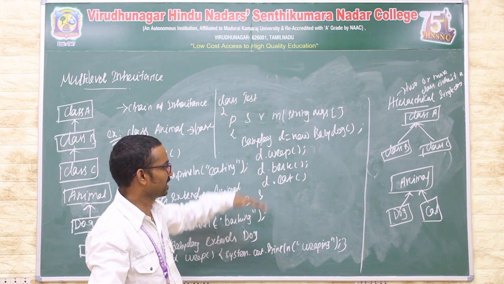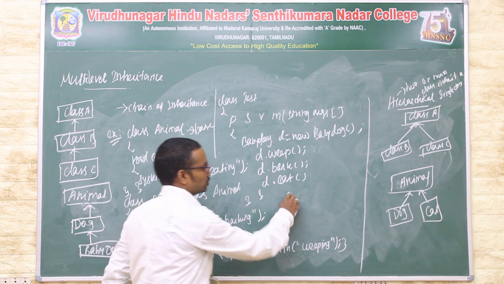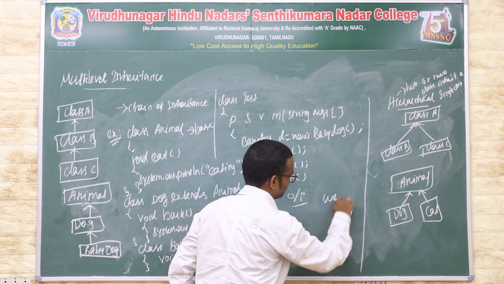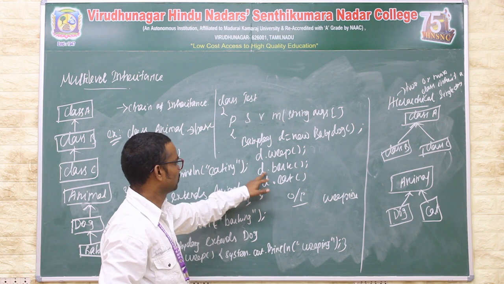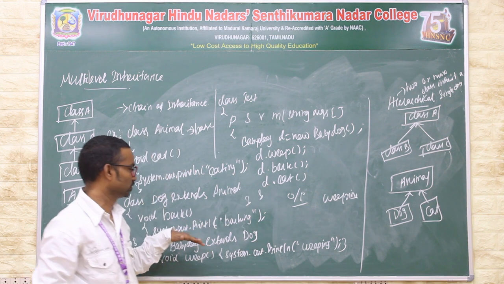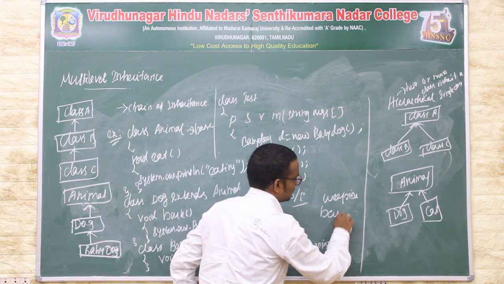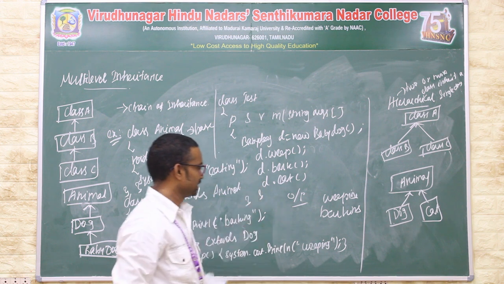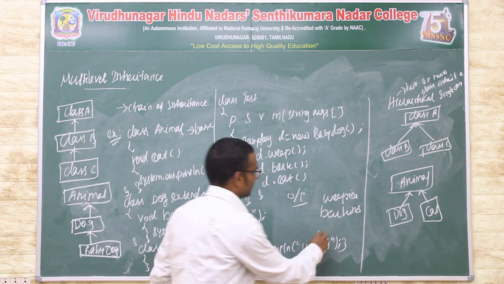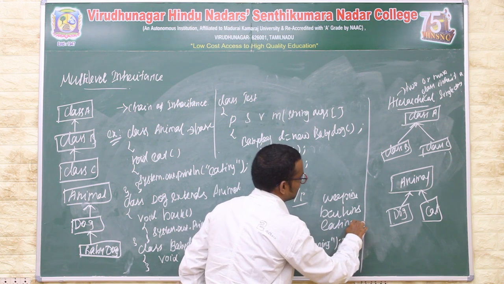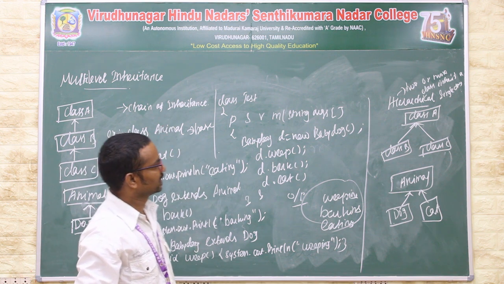This displays the output. d.weep displays weeping, a BabyDog method. Then d.bark displays barking, which is from the Dog class. The eat method comes from the Animal class, so calling it displays eating. These are the outputs displayed. This is multi-level inheritance.